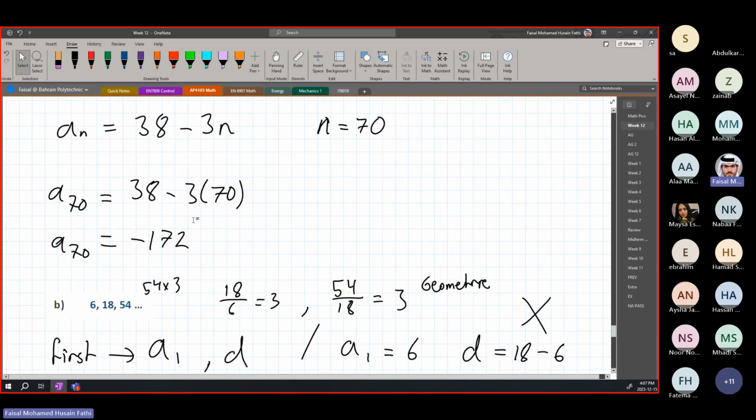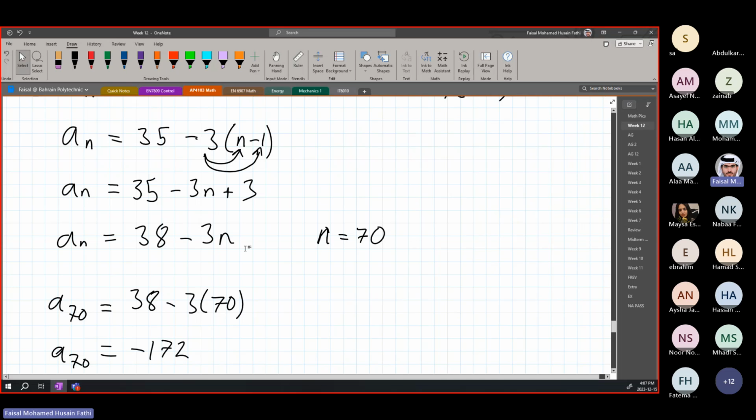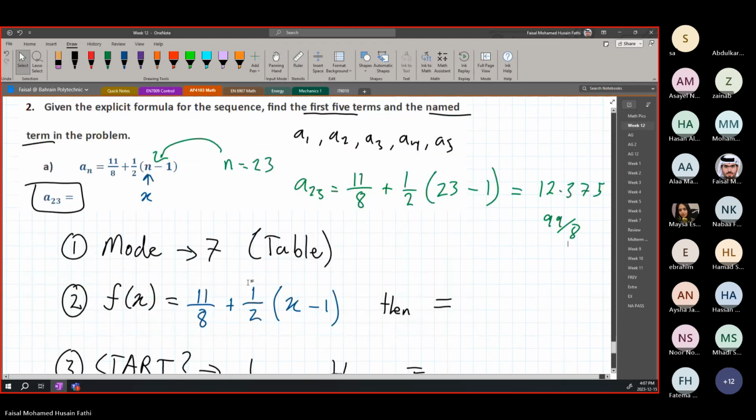What you guys need to understand very well is how to reach this equation given a sequence. If you know how to reach this given a sequence, you can solve any type of question, whatever is given to you guys. And make sure you know that it is an arithmetic sequence. All right?